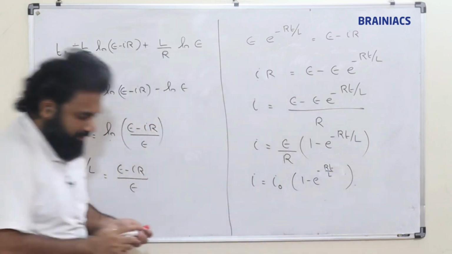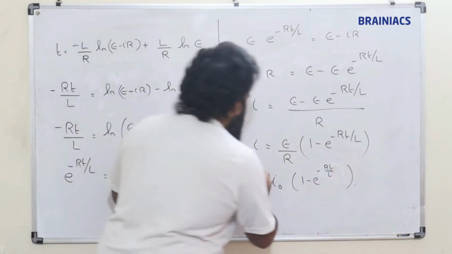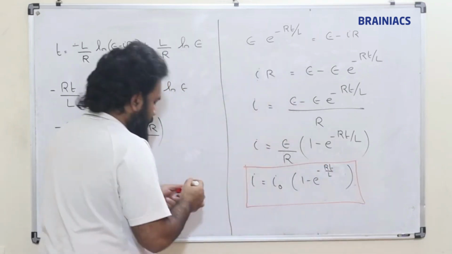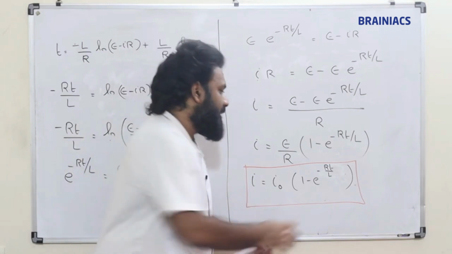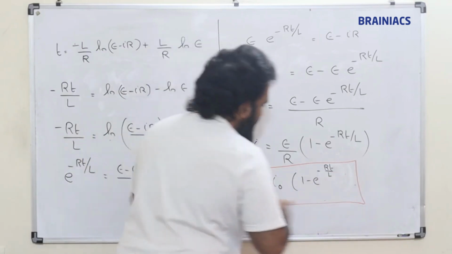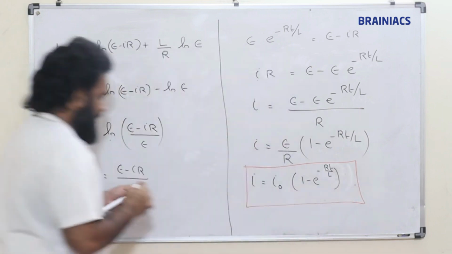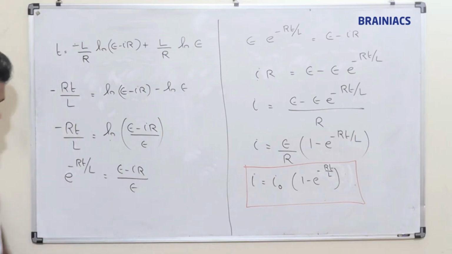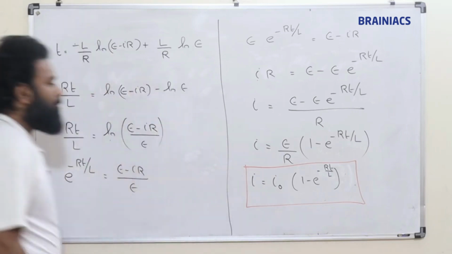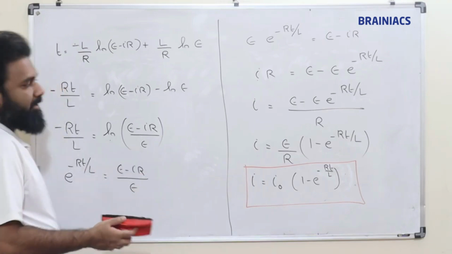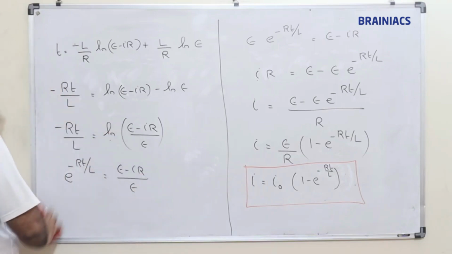Clear? So this is the expression for current. Current is equal to the maximum current into 1 minus E raised to minus RT by L. Clear? Please note down till this. We will analyze this equation. Clear? Okay, shall I erase the remaining things?